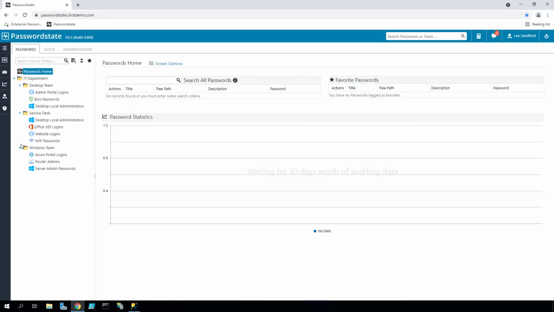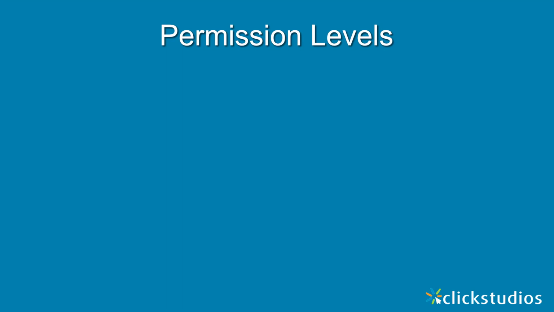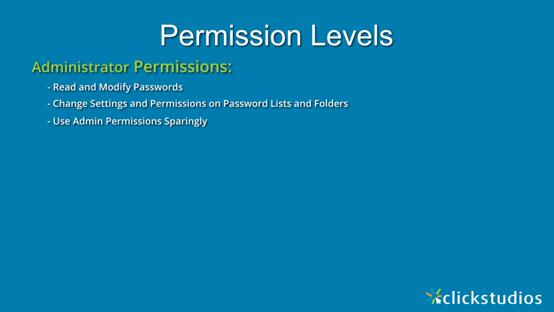If you apply permissions correctly, users will log into Passwordstate and they'll only see data that is relevant to their team. Now let's talk about the three different levels of permissions at your disposal, which you'll use to share out passwords. Admin permissions. This gives the user read and modify access to passwords, plus it allows them to make changes to the settings and permissions on password lists and folders.